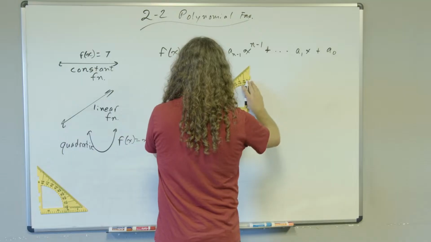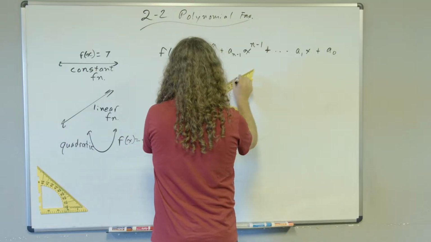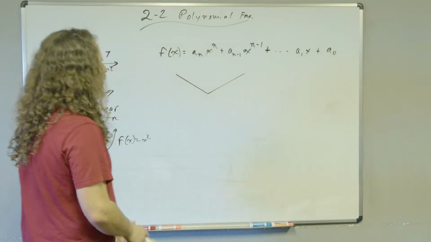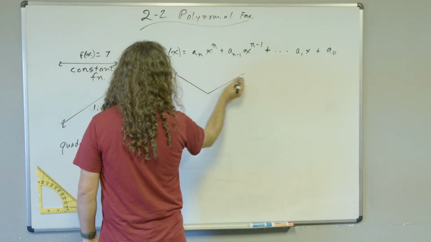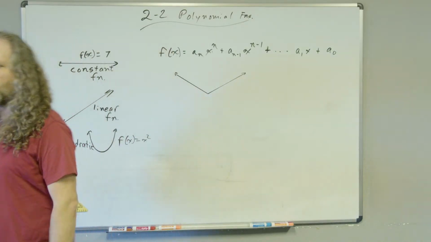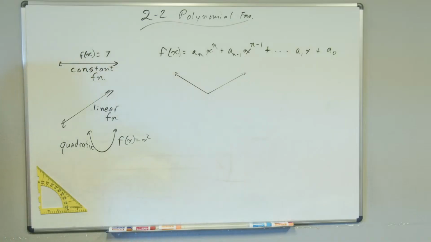What is this one? Is that a polynomial function? No, it's not a polynomial function. Specifically, it's probably an absolute value. It could also be piecewise or whatever else. But how do I know that's not a polynomial? What is the giveaway? It's two separate lines that are connected at one point.